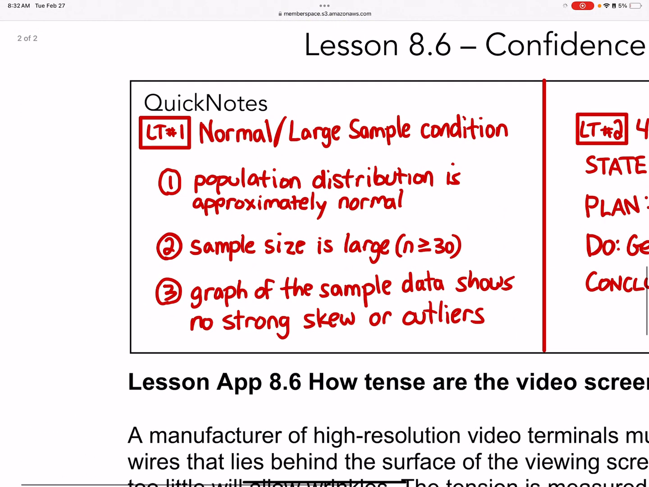All right, so remember the conditions. We've talked about these before: the population has to be approximately normal, which we said. The sample size has to be bigger than 30. And if the sample size is not bigger than 30, this is not a new condition, this is just kind of a sub-condition of 2. You have to graph it and show there's no strong skewness or outliers.